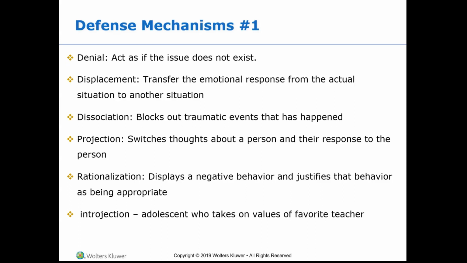Dissociation, blocks out traumatic events that have happened. Projection, switches thoughts about a person and their response to the person. I am not attracted to him, my best friend is. Rationalization, displays a negative behavior and justifies that behavior as being appropriate. We explain it away. I knew that teacher was out to get me.